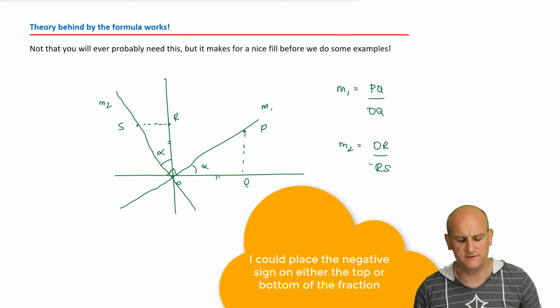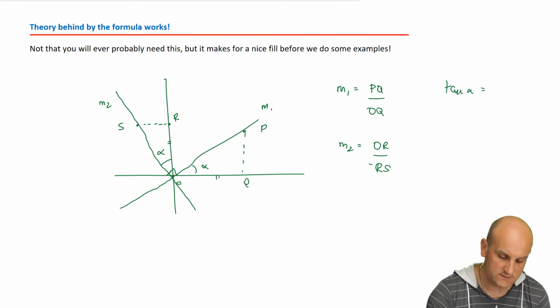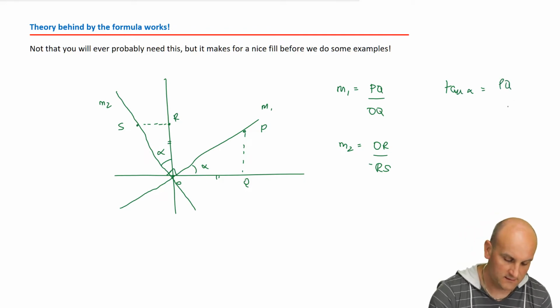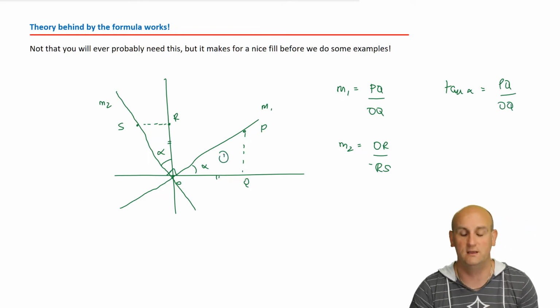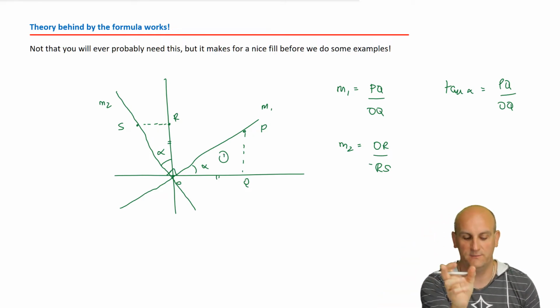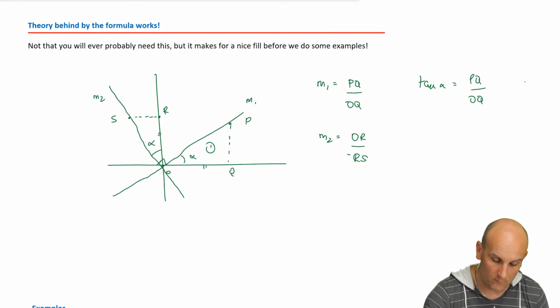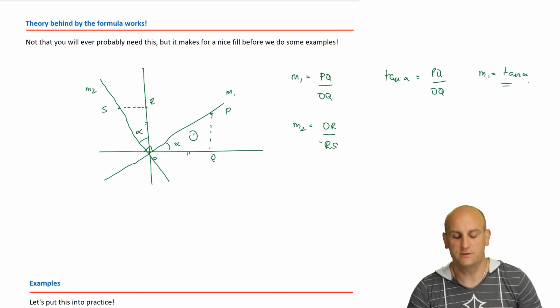Why have I done this alpha stuff? Well, let's come back to it. So we also know that the tan of alpha is equal to the opposite, which is PQ, divided by the adjacent, which is OQ. Now, that's for my first triangle here. This is for triangle number 1. If I now use trig, then I know the tan of alpha is going to be opposite divided by adjacent. And so I now know that M1 is equal to tan alpha. Yay!